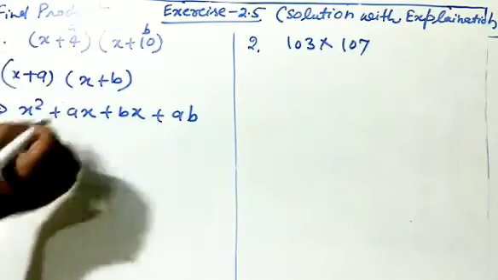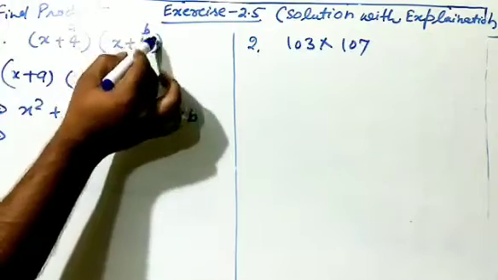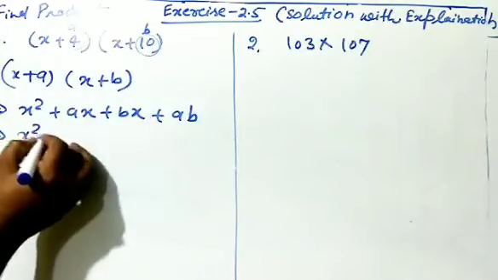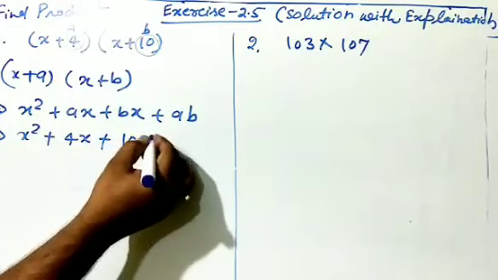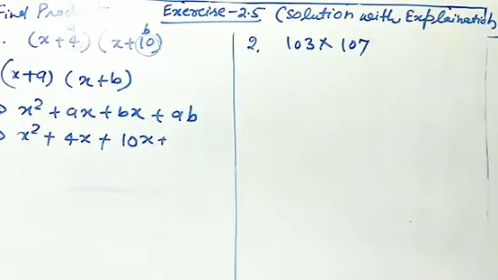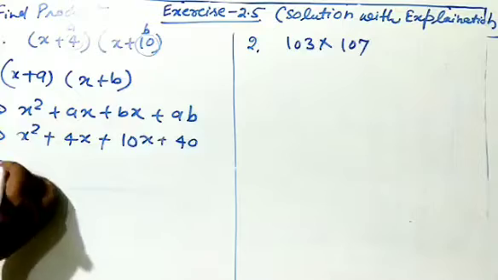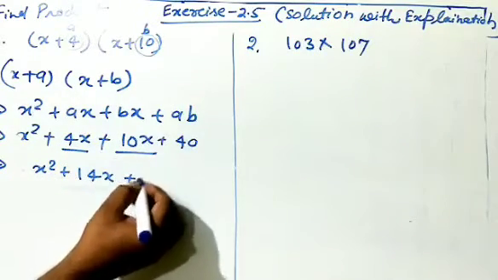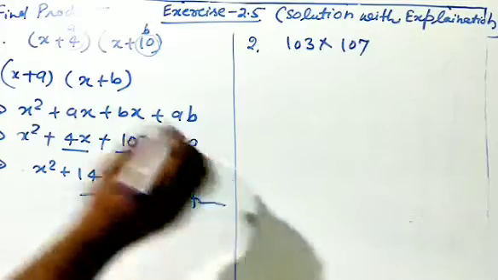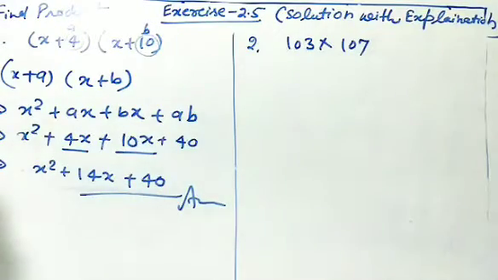What is the value of a? 4. What is the value of b? 10. So x square, a is 4, 4x, b is 10, 10x, plus ab, 4 multiplied by 10, 40. Now 4x plus 10x, so x square plus 14x plus 40. You get the answer.